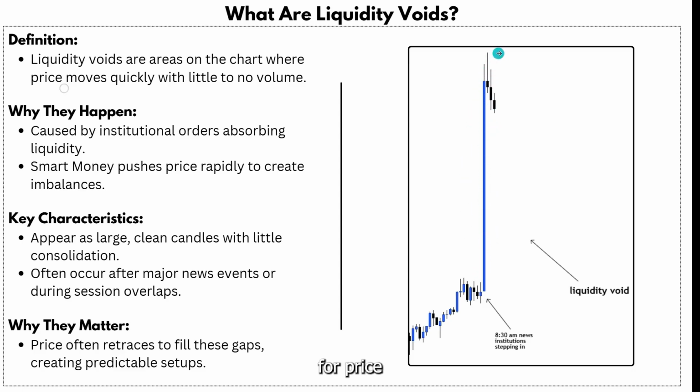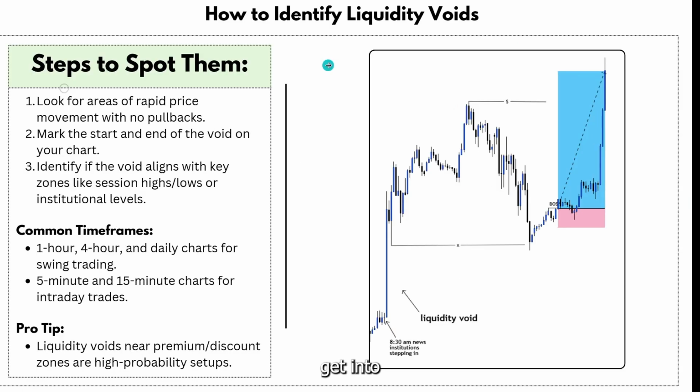What we want to see is for price to pull back, to either mitigate inside of the liquidity void, to mitigate a certain area, to then extend higher to come and clear our old highs. We can see this liquidity void in a bullish format or a bearish format, depending on the trend. Now let's get into how to identify these liquidity voids. Let's get into the steps to identify.